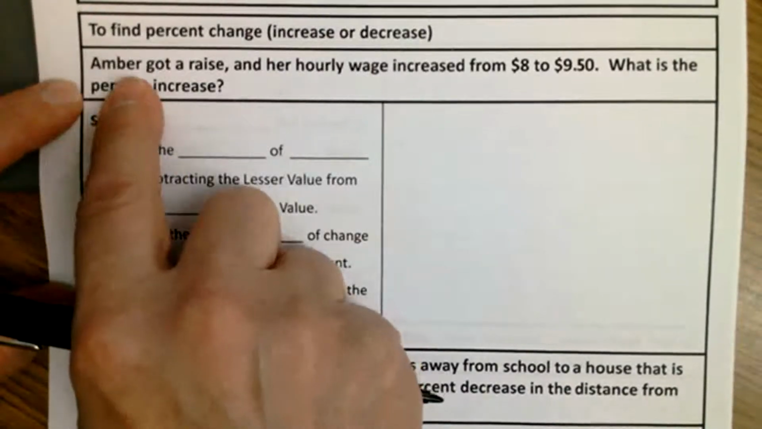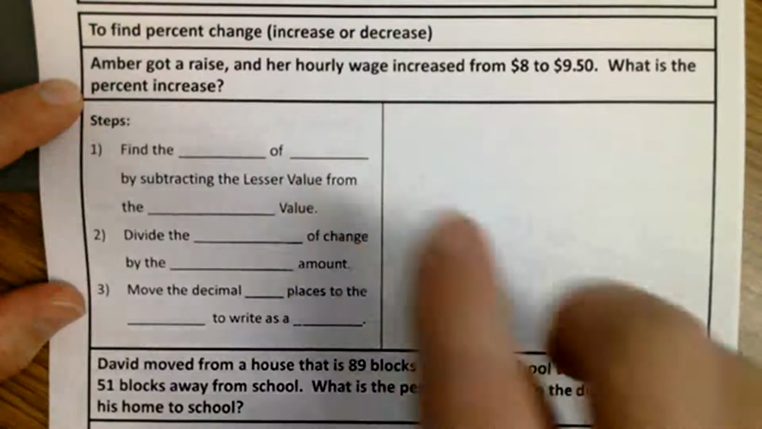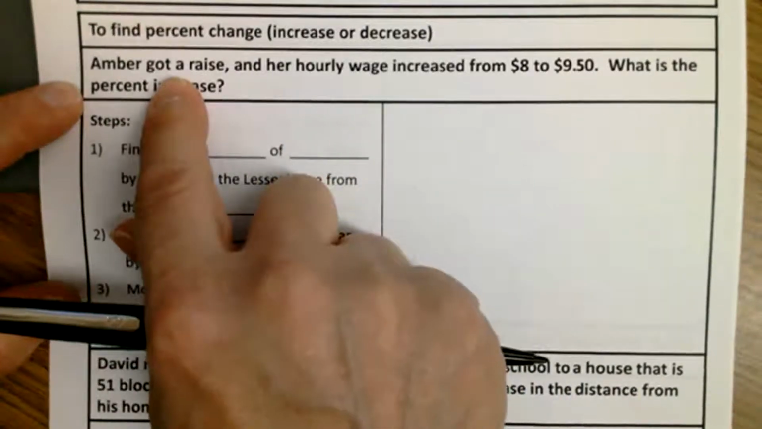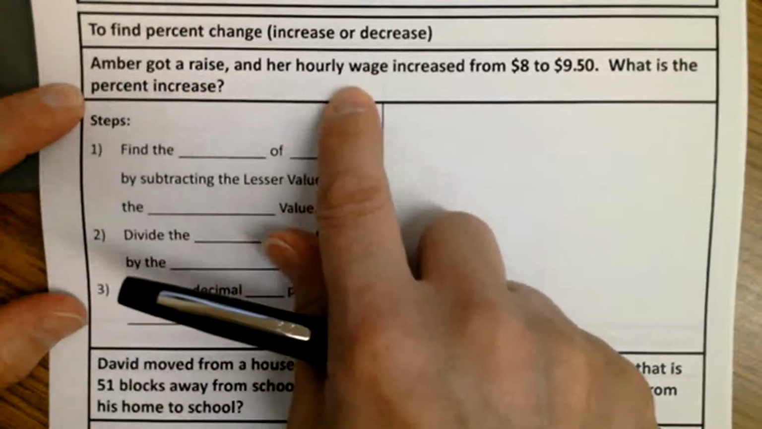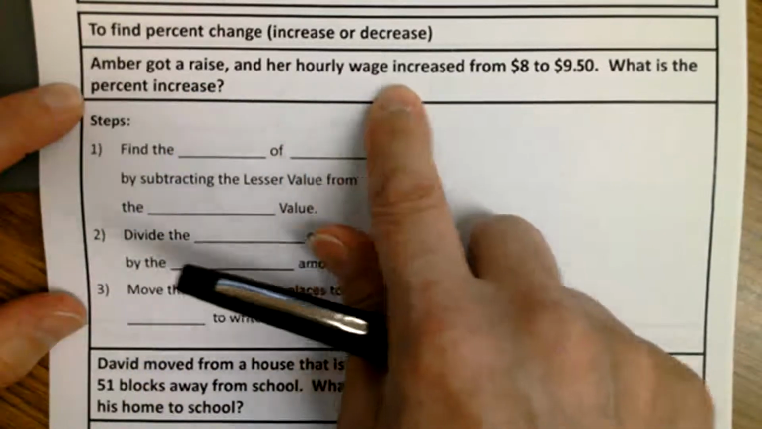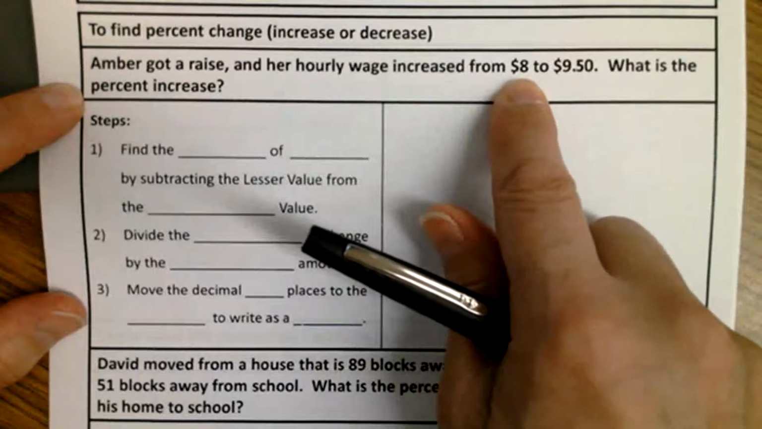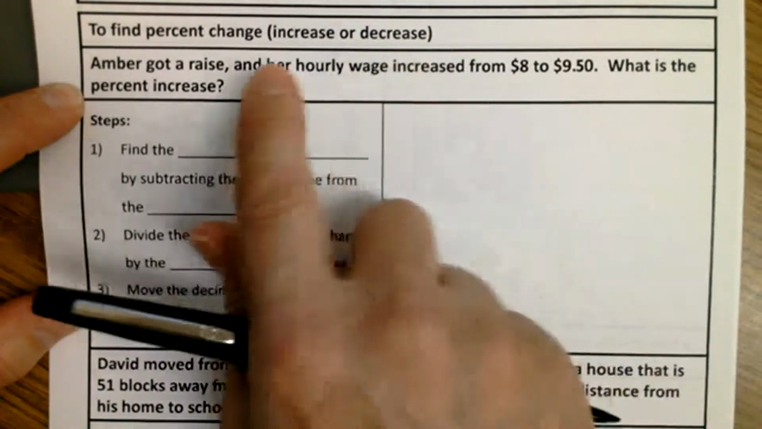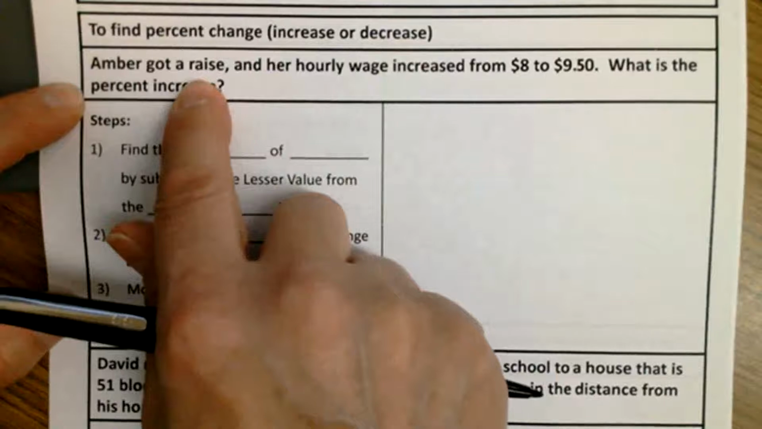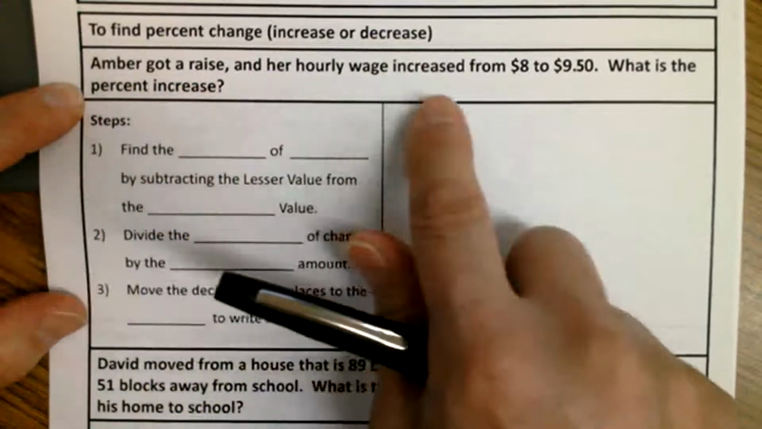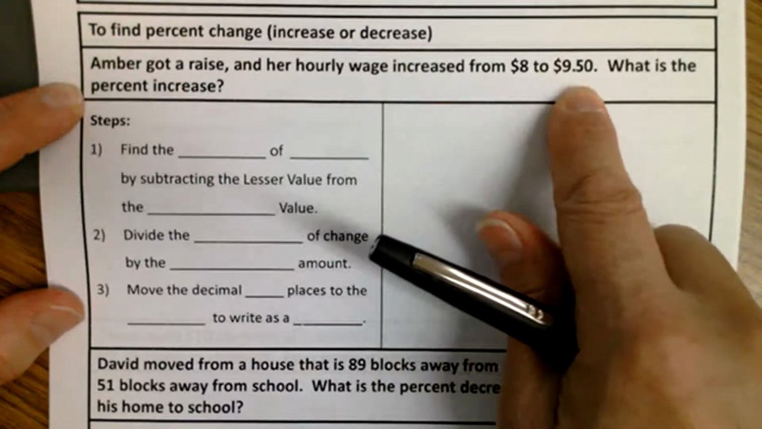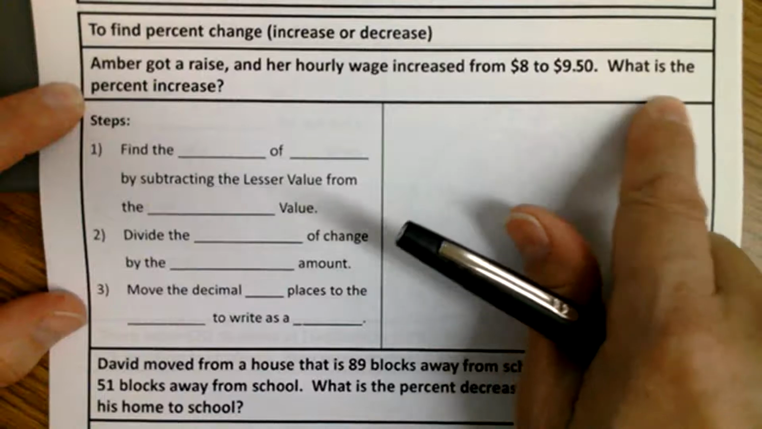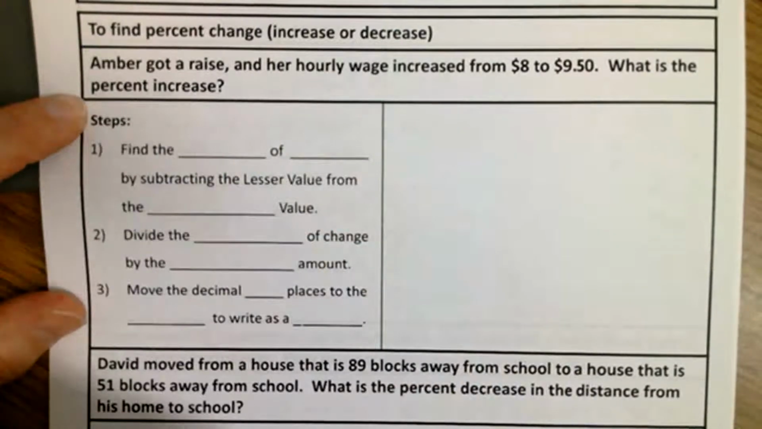Here's an example. Amber, let's say she works at the record store. I guess there's no record stores anymore. Okay, let's say she works at the mall. She makes a certain amount of money per hour, right? She starts out at $8 per hour, and then she gets a raise, okay? She got a raise and her wage increases from $8 to start with, and then after her raise, she makes $9.50 per hour. What is the percent increase?